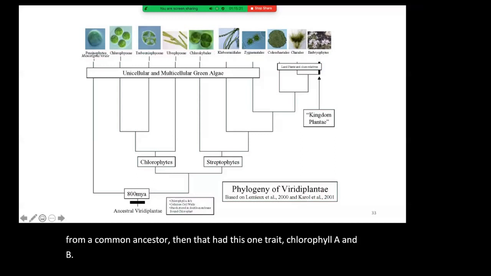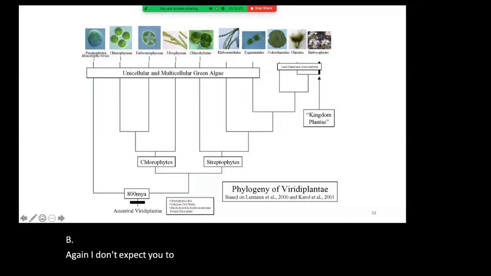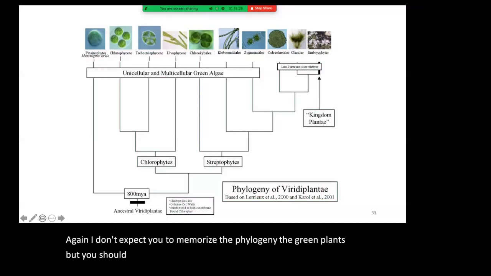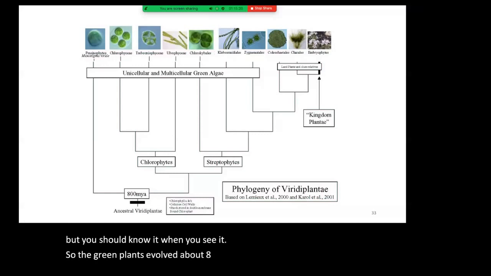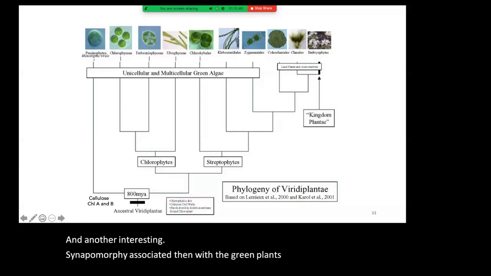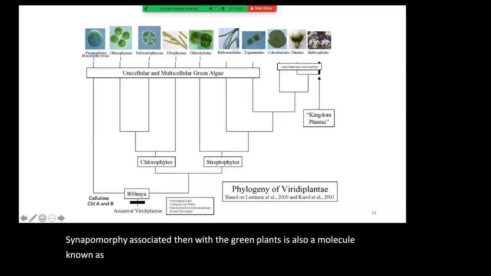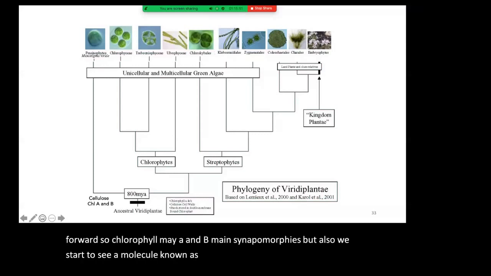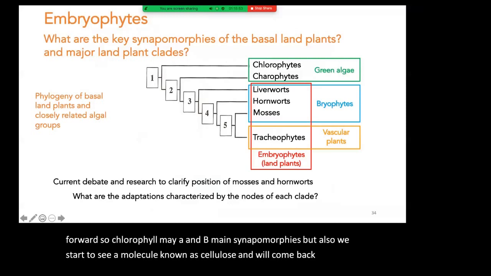So again, I don't expect you to memorize the phylogeny of the green plants, but you should know it when you see it, okay? So the green plants evolved about 800 million years ago. All right. And another interesting synapomorphy associated with the green plants is also a molecule known as cellulose, okay? And we'll talk more about cellulose as we move forward. So chlorophyll a and b is the main synapomorphy, but we also start to see a molecule known as cellulose, okay? And we'll come back to both chlorophyll and cellulose later.